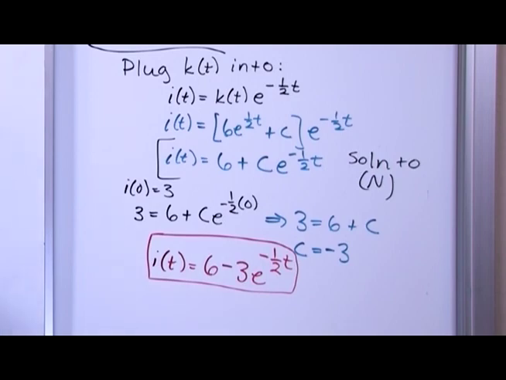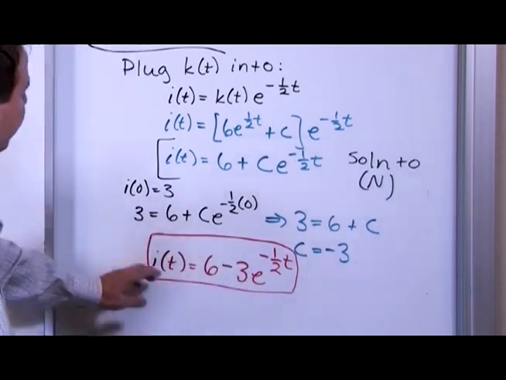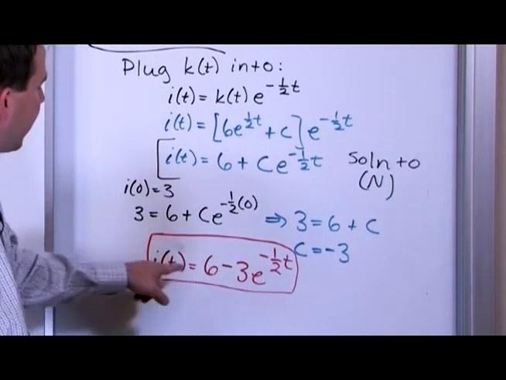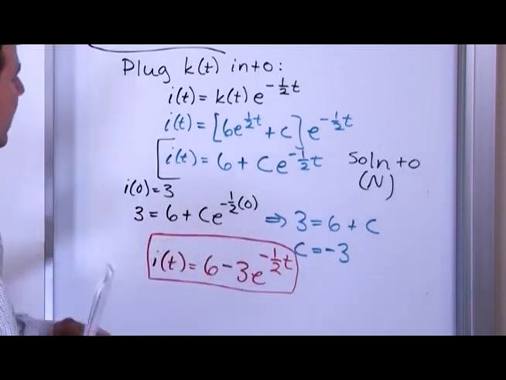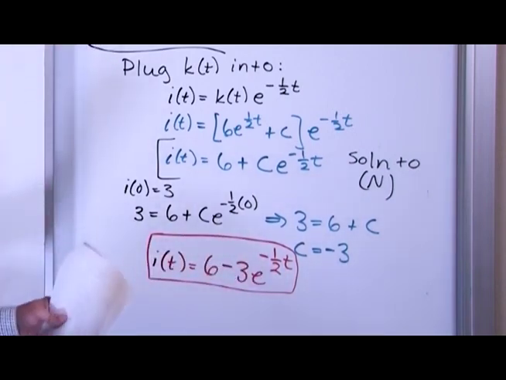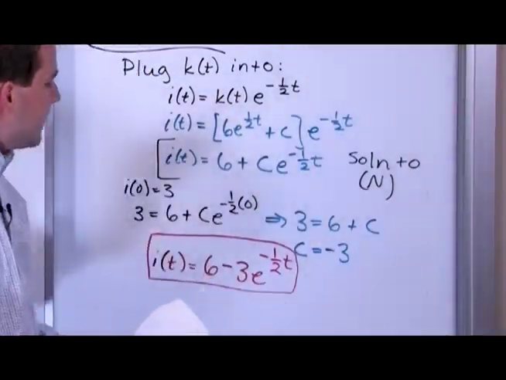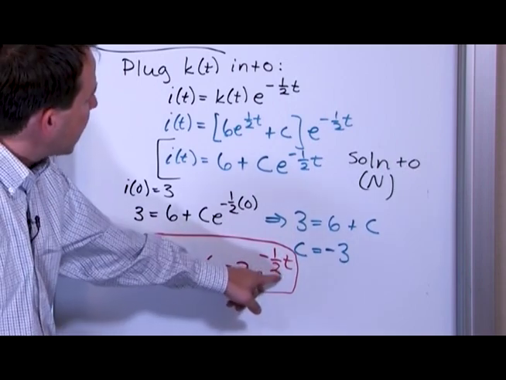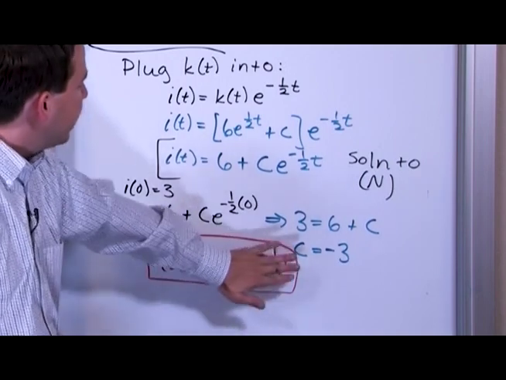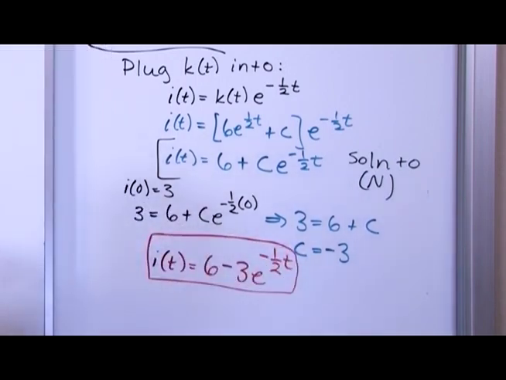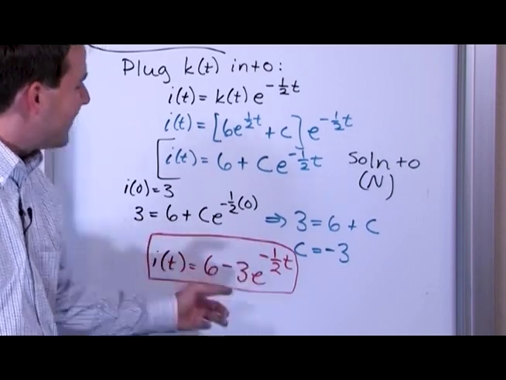Now there's a couple things I do want to point out in this problem. Let's look at our solution and really take a look at it. What we have is two parts, and I tried to allude to this earlier. We have sort of a constant part here, plus we have the part that involves this exponential here. Now notice that when we look very far into the future, we send t off into infinity, this e to the minus 1/2 t term is going to drop away. Because as t goes to infinity, you're going to have a really large negative exponent, which is going to drive this whole term down to zero.